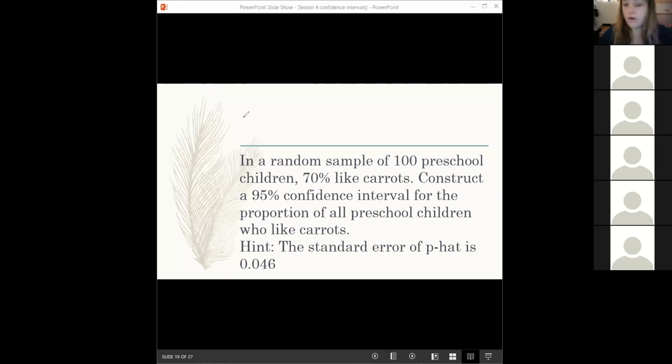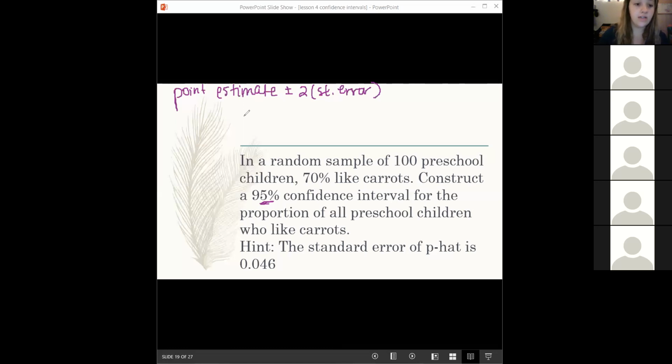Okay, so remember our general formula for all confidence intervals. It's going to be our point estimate, and then plus or minus, and we're talking about a 95% confidence interval, so our multiplier is going to be 2, and then times our standard error. So if we were going to plug all of our stuff in, our point estimate here is 70%. That's the percent that like carrots.